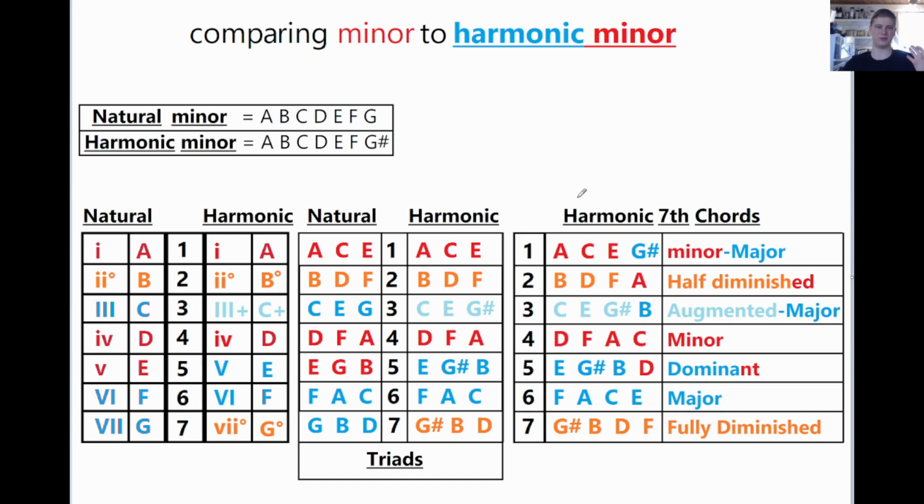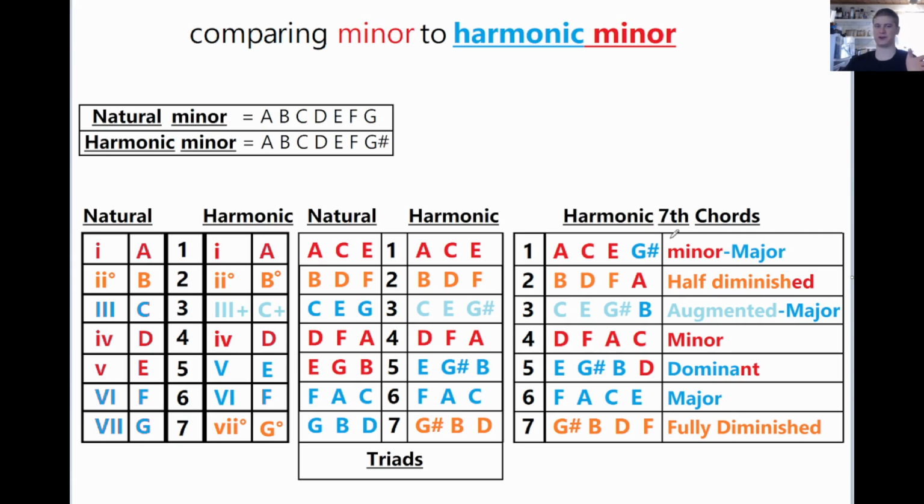Alright, so now what happens when we start to add sevenths to these chords? As you can see, we get some pretty different results compared to our natural minor scale. The reason I'm not showing you the 7th chords from the natural minor is because the natural minor 7th chords are the same as the major scale 7th chords, just arranged in a different order, since the minor scale uses the same notes as the major scale, just arranged in a different order. The chords, again, are exactly the same, just arranged in a different order.